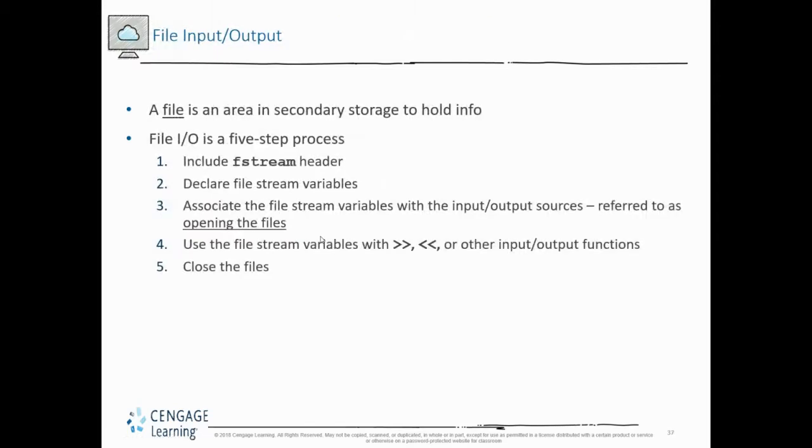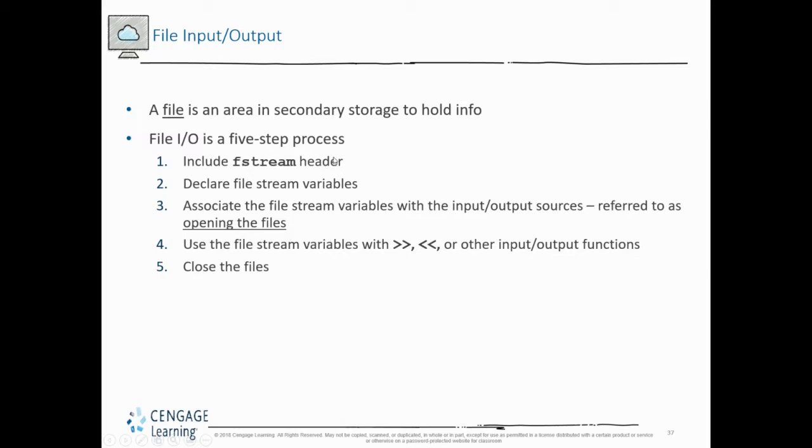All right. A file is an area in secondary storage to hold information. I mentioned that we're doing some input file and output file work in this chapter, but only one that's required. Okay, so we have to make sure that we know what we're dealing with. But basically, it's a 5-step process.